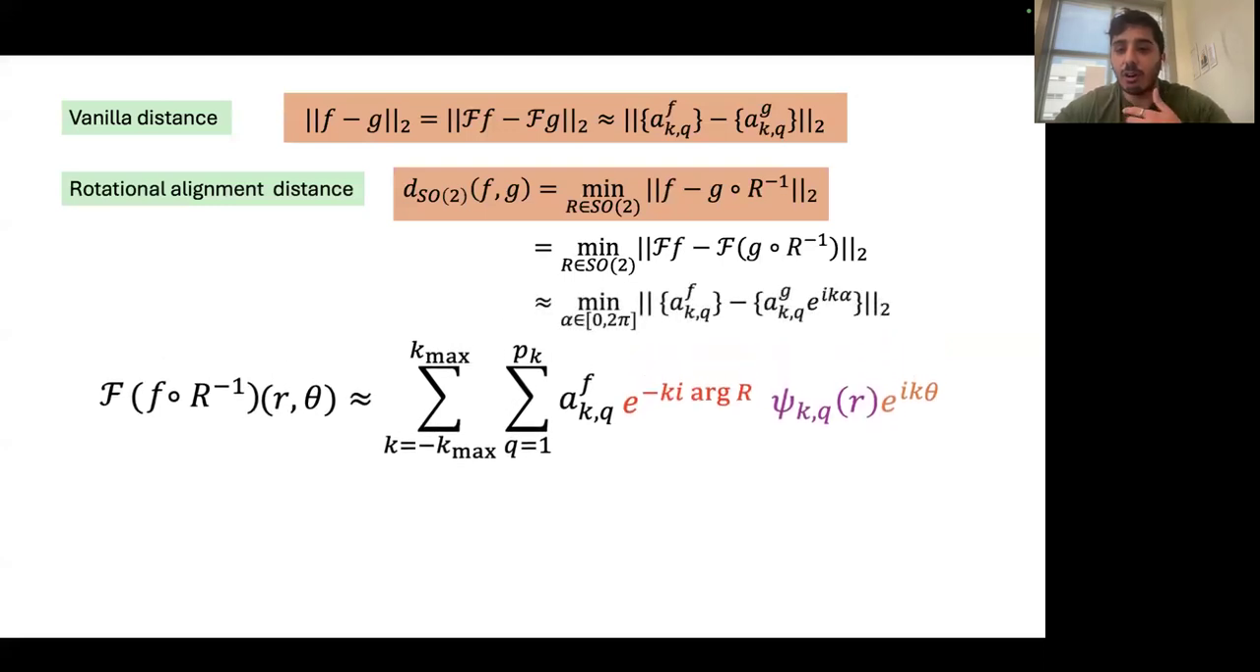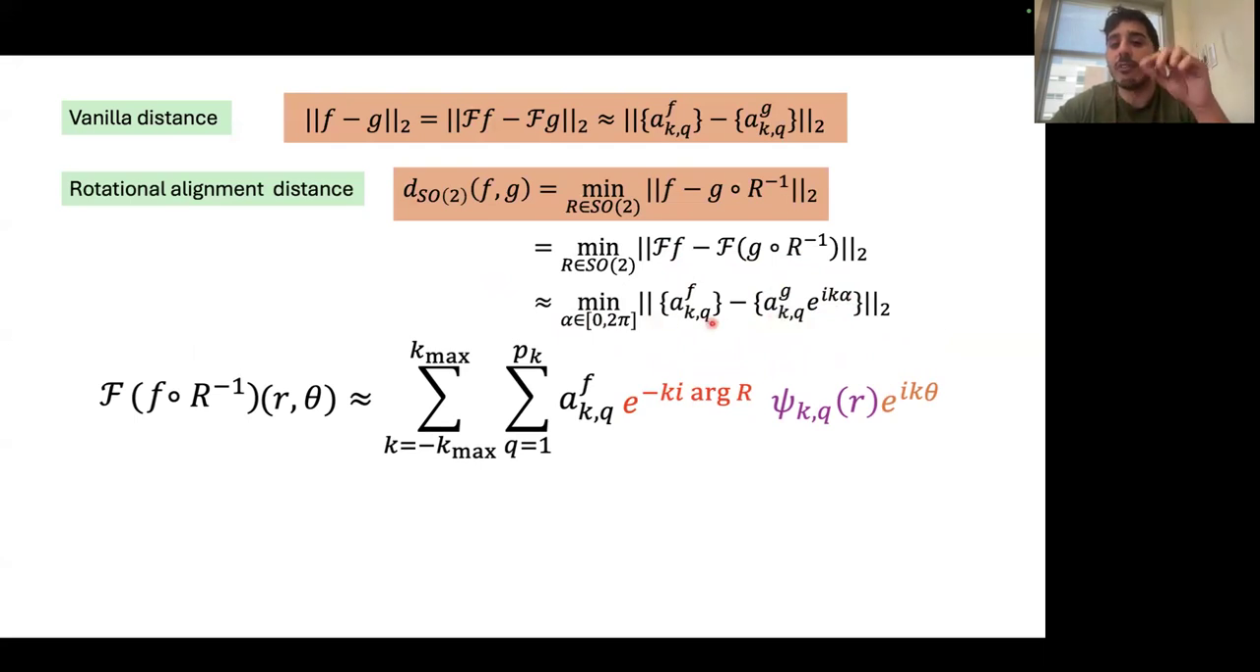So if I replace negative arg-r with alpha between 0 and 2 pi, I really have an approximation. I replace the Fourier transform of f with its coefficients, and now I can replace the Fourier transform of g rotated with the coefficients of g phase shifted by e to the ik alpha, where k is the k index that shows up in the coefficient. It depends on that first index of the coefficient.